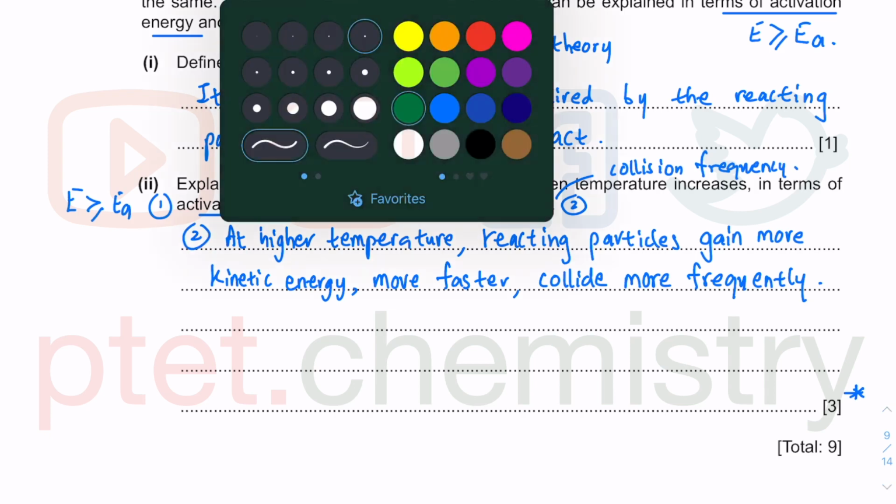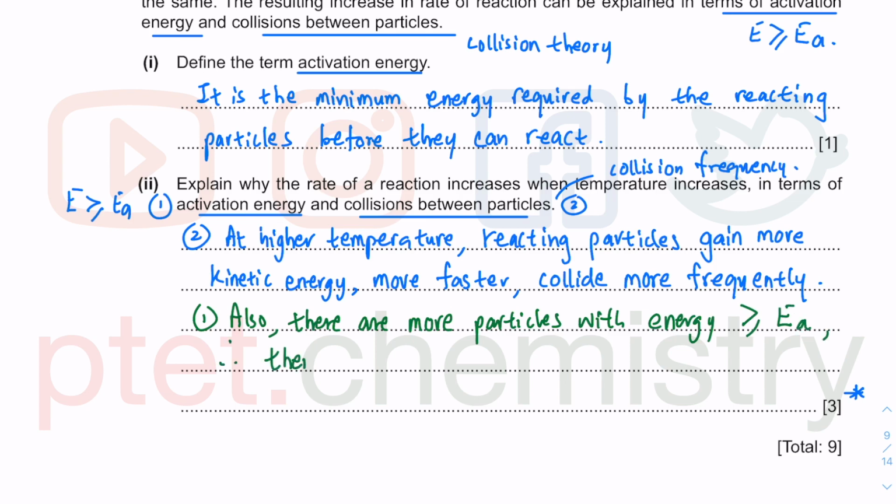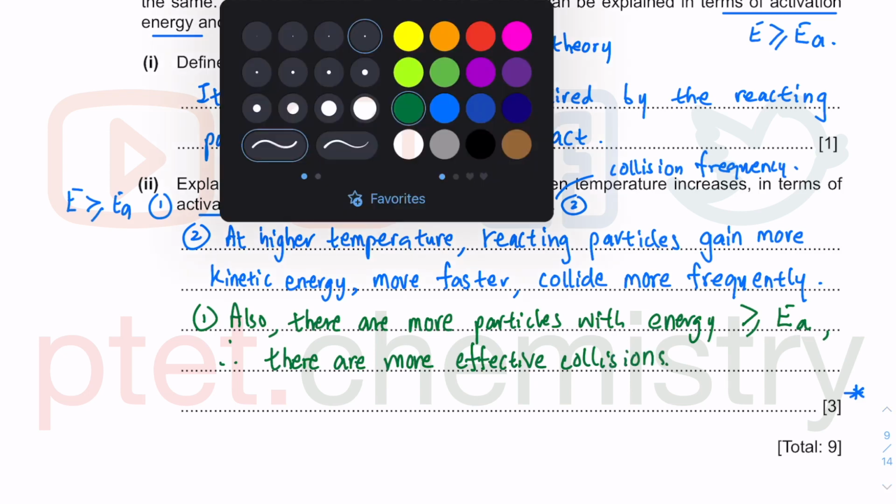And then when I think about my number 1, there will also be more particles that have gained energy. There are more particles with energy greater than or equal to the activation energy. So therefore, there are more effective collisions, because effective collision simply says that you must overcome the activation energy in order for the reaction to happen.